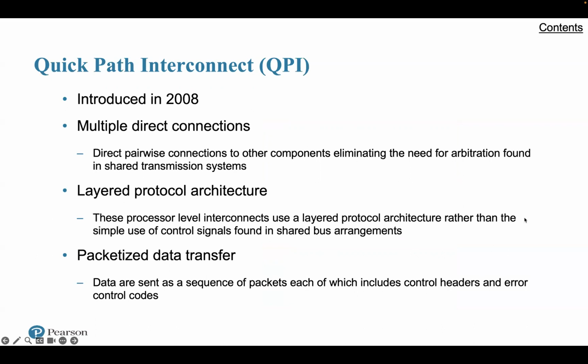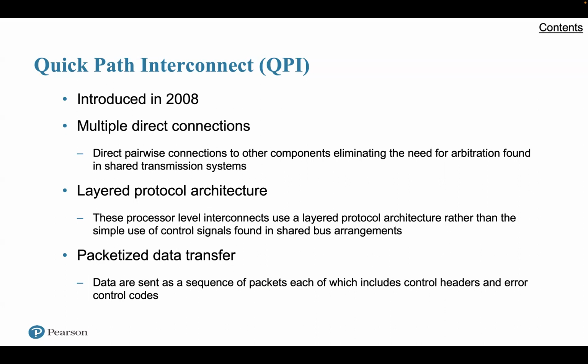What about QuickPath Interconnect? This is something that was introduced in 2008, and here are a couple of key points. First, multiple direct connections: multiple components within the system enjoy direct pairwise connections to other components. This eliminates the need for arbitration found in shared transmission systems.